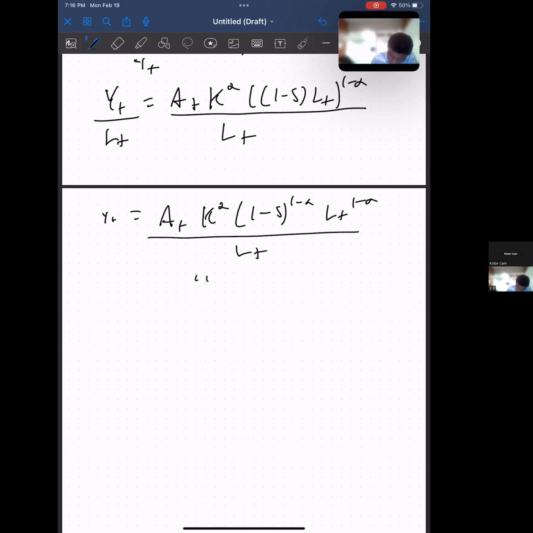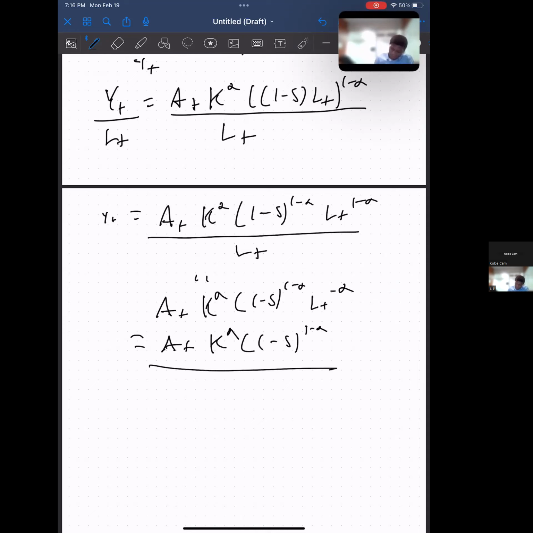So now we have A_t K^α (1 minus s)^(1 minus α), and now we have L_t raised to the minus α. Okay, but this is technically the same thing as A_t K^α (1 minus s)^(1 minus α) divided by L_t^α. Well, does this look familiar to us? Well, that's just capital per capita, right?